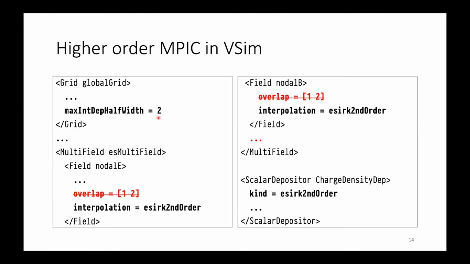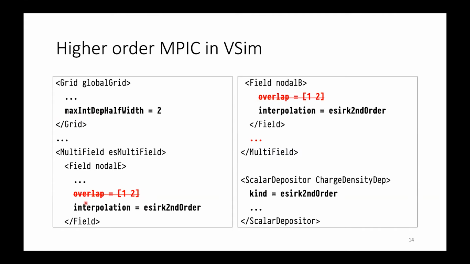Then we're going to come down to the multi-field, and we need to delete all these overlap statements in every field. So the nodal E and the nodal B and these dots are colored red to remind you that we need to do that for every other field. These overlap statements tell VSim how it should set up the fields on each rank so that MPI processes can communicate back and forth about overlapping edges of the field. But it turns out that VSim's actually smart enough to figure out the appropriate amount to do this if we specify this max int dep half width statement. So we'll just get rid of those.